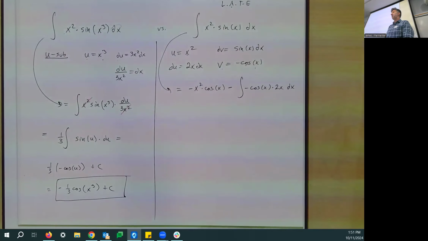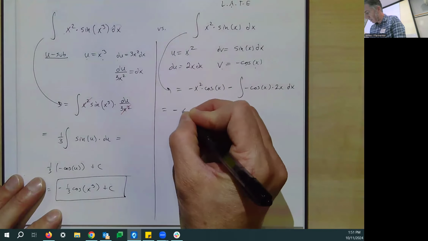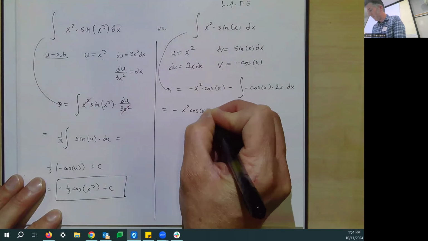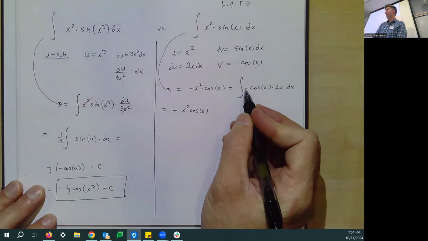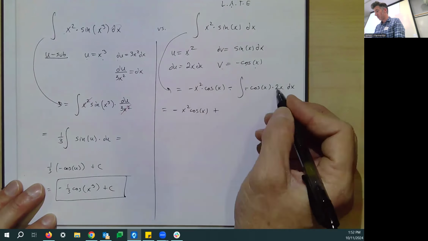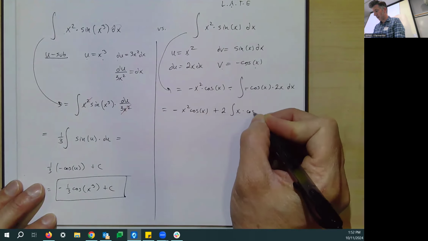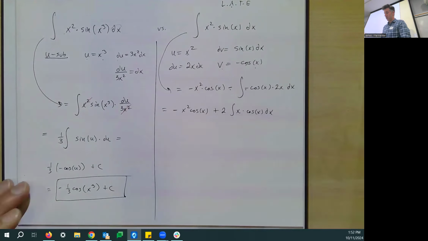If I was really smart, I'd go back and look at the work I did a few pages ago, because I think we exactly integrated 2x times cosine of x. But pretend I'm not that smart. Got negative x squared cosine of x. If I had a minus before I started another iteration of integration by parts, I would make it a plus. So I'm going to make that a plus. I'm also going to pull the 2 out in front and have x times cosine of x. And now we're going to do integration by parts again.